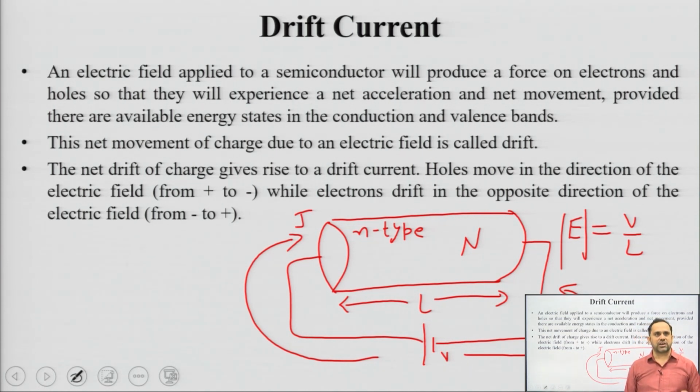The net drift of these charge carriers gives rise to drift current. Holes move in the direction of the electric field, from positive to negative, while electrons drift in the opposite direction of the electric field, that is from negative to positive. So, whenever there is an electric field present, we see a drift current. Electron drift current and hole drift current are opposite in direction, because holes and electrons move in opposite directions.